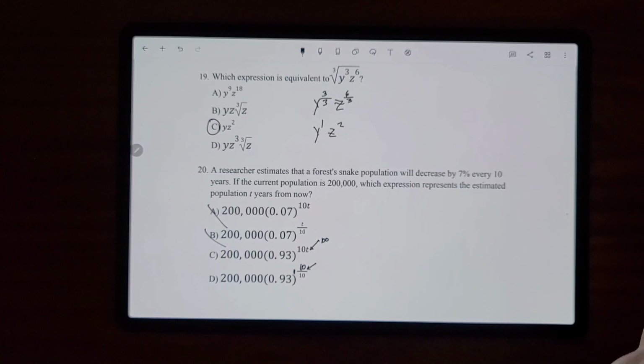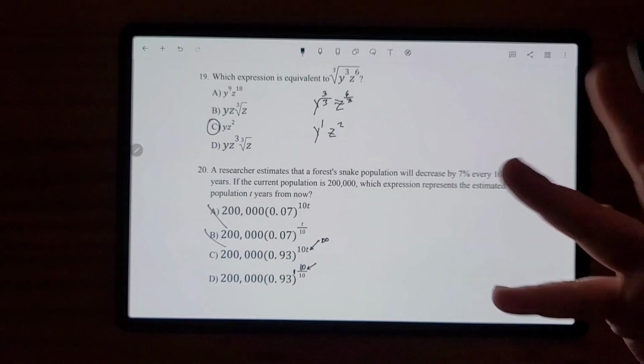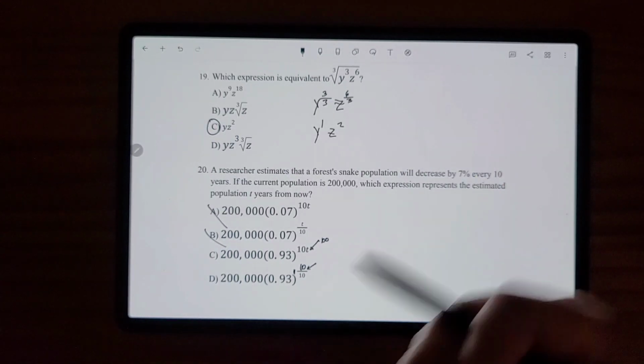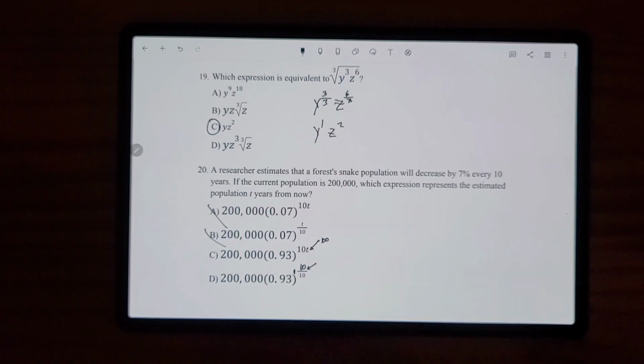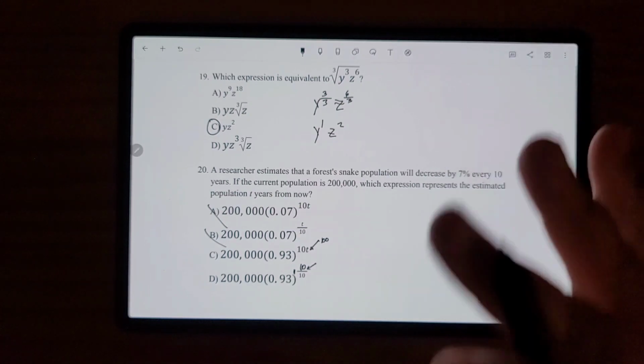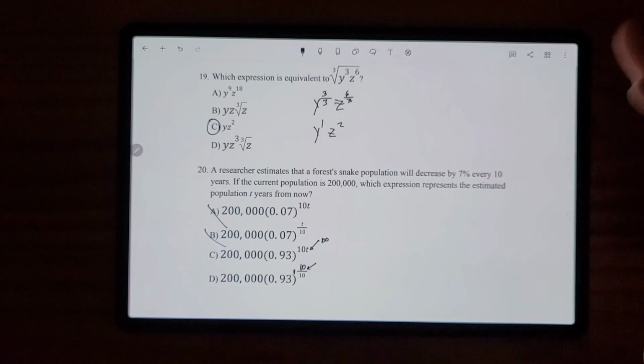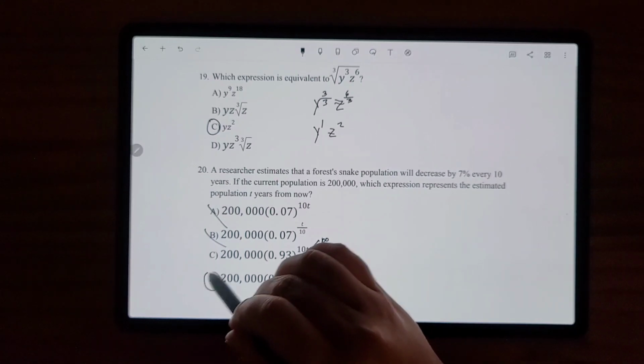They said that we're going to multiply by it, or take 93% of that value, or whatever the current value is as we progress, every 10 years, one time every 10 years. So it would have to be D.